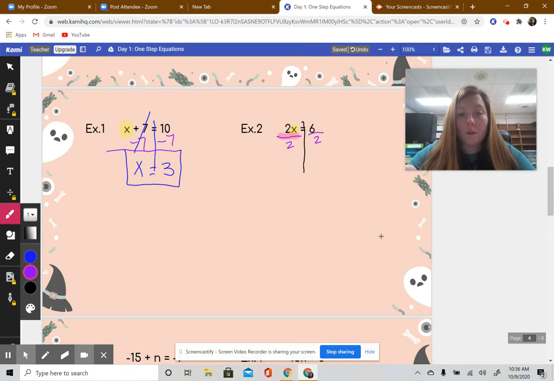Now, 2 divided by 2 is 1, but I don't want to write 1x, so it's way better just to write x. Then 6 divided by 2 is equal to 3. Now, I promise you, not all the answers will be 3. All right. Let's keep going.